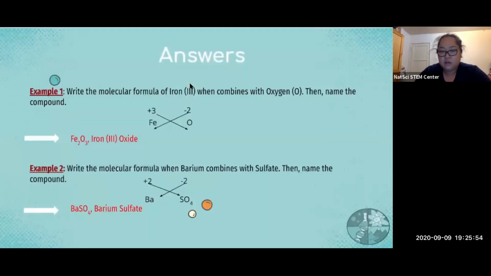Okay, here you go. So this is the answer that I wanted you to write down. We wrote the charges on top, and then you cross them, and then you get Fe2O3. You would name it iron 3 oxide. Remember, we had metal plus non-metal name.